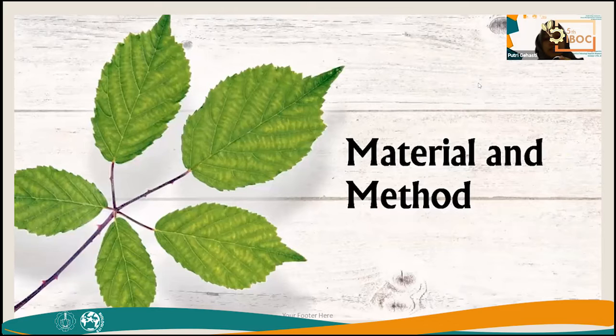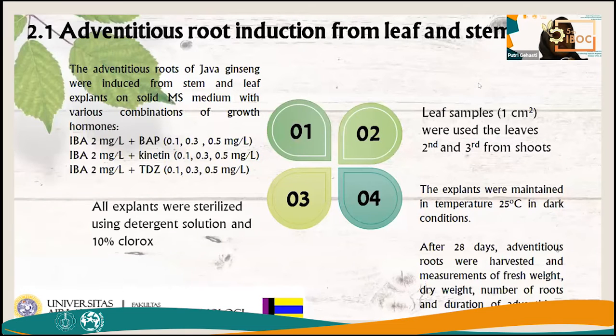Next is material and method. The first one is adventitious root induction from leaf and stem explants. The adventitious roots of Java ginseng were induced from stem and leaf explants on solid MS medium with various combinations of growth hormone, IBA 2 mg per liter, combined with various cytokinin growth hormones: BAP, kinetin, and thidiazuron.